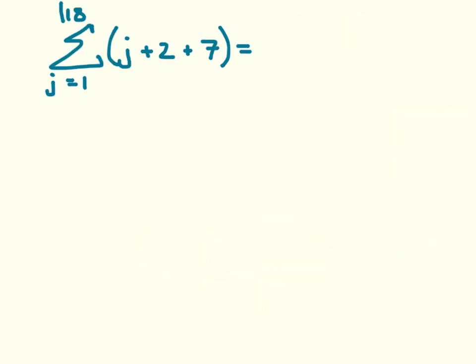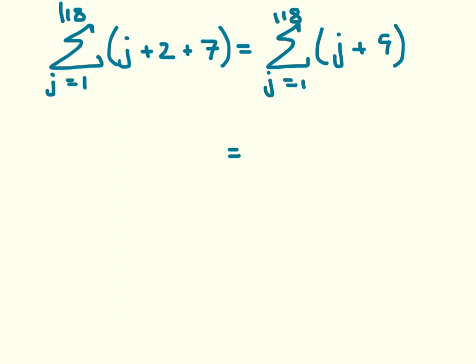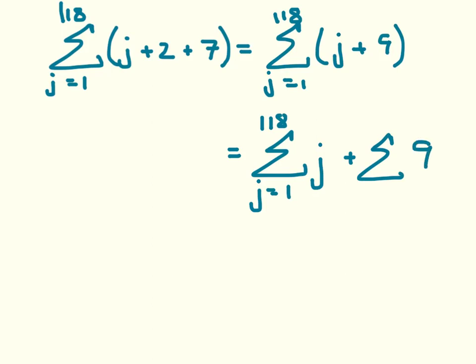Given that there isn't anything to distribute, we can drop the small parentheses around j plus 2 and then combine like terms to get the sum of j plus 9 from j equals 1 up to 118. Okay, now we're almost ready to apply our formulas to get an answer. We just have to do one more step, which is to take this summation and split it into two sums. So we're going to have the sum of j, as j goes from 1 to 118, plus the sum of 9, as j goes from 1 to 118. And at this point, we're ready to apply our formulas.